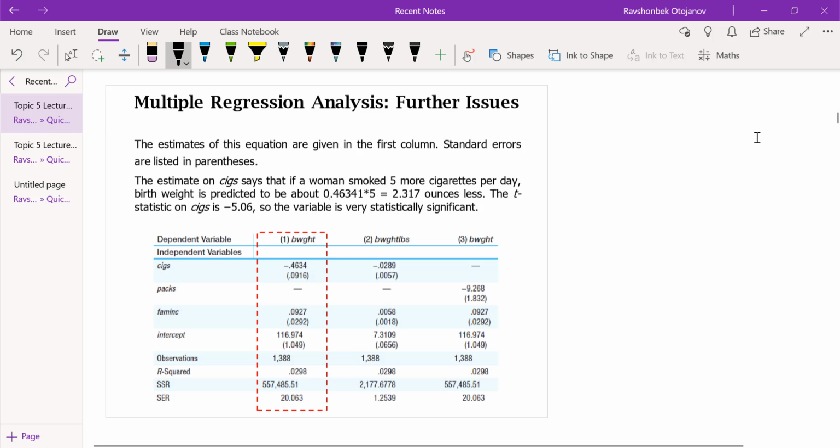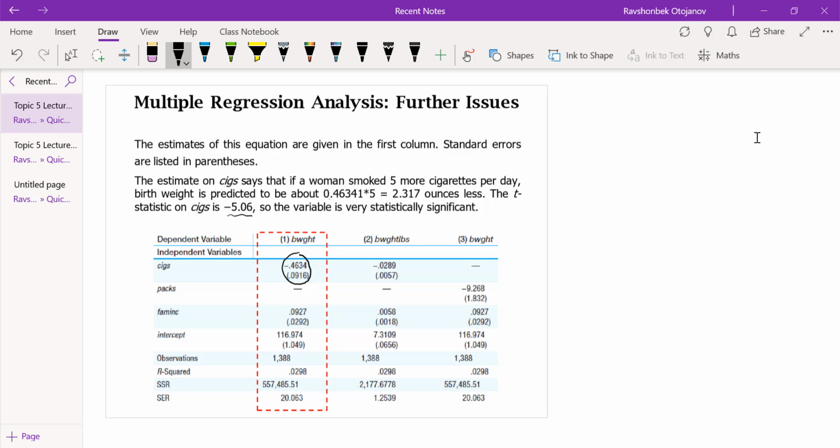Let's now have a look at the estimated equation. So we have 3 equations here. Ignore the second and third equation for now. Let's look at the baseline model with the original data. As you can see, the effect of cigarette smoking on birth weight is statistically significant. This coefficient estimate has a t-statistic of minus 5.06. That's a huge value, so it's a very statistically significant effect, and a coefficient estimate of minus 0.46.